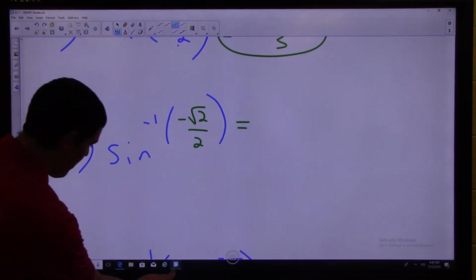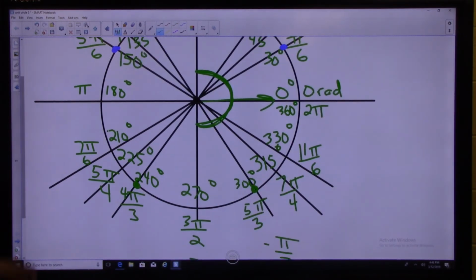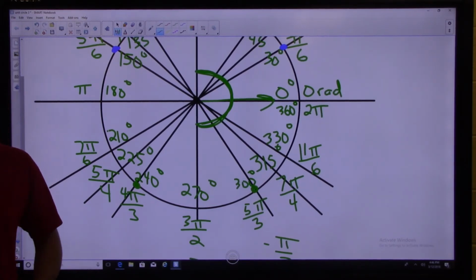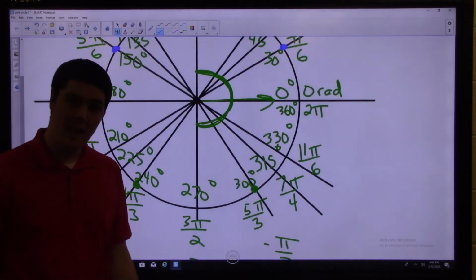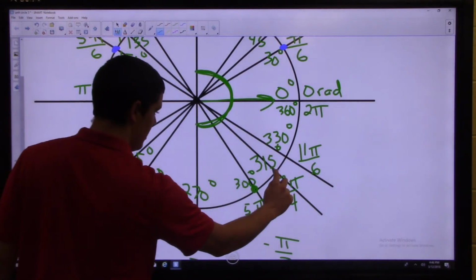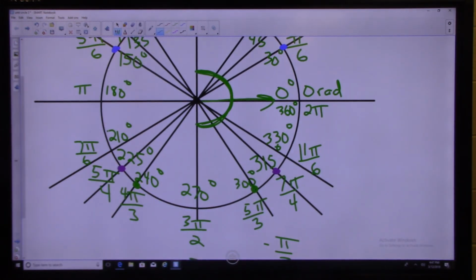Let me do this in purple here. So which one of these points is the y value going to be negative square root of 2 over 2? Well, if you remember, negative square root of 2 over 2 is the middle value. And I'm still looking down here because we're dealing with negatives. So I've got two options, here and here. Those are my middle values for my y values. So which one can I throw away?